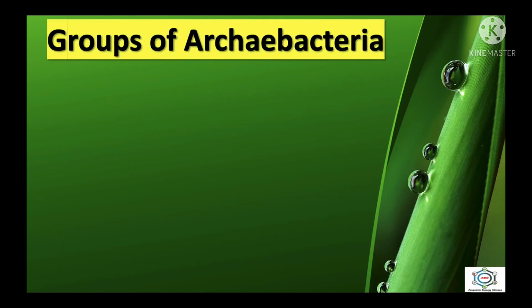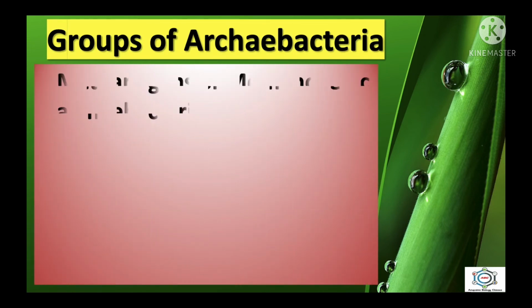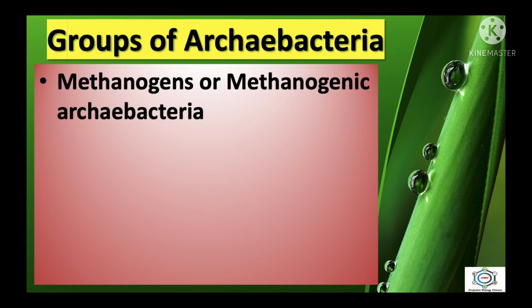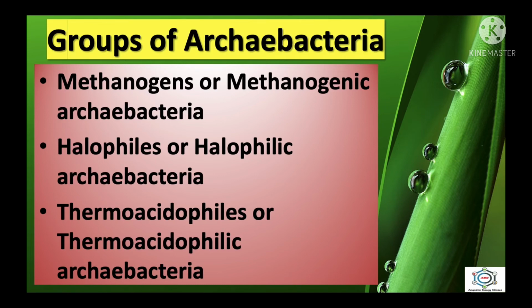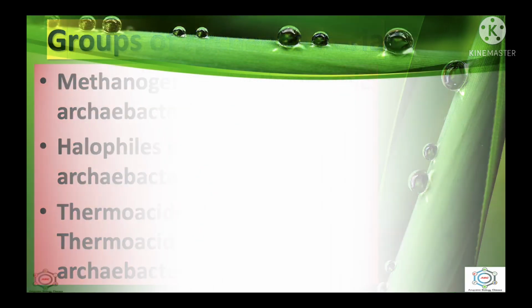Now, what are the groups of archaebacteria? Based on diverse living conditions and metabolic activities, the archaebacteria can be divided into three representative groups, and these are methanogens or methanogenic archaebacteria, halophiles or halophilic archaebacteria, and thermoacidophiles or thermoacidophilic archaebacteria. So we will see each and every group of the archaebacteria in detail here.